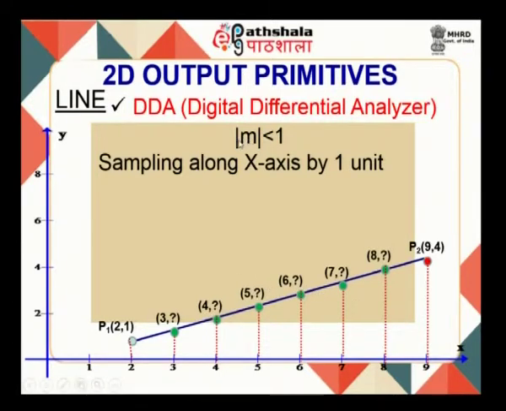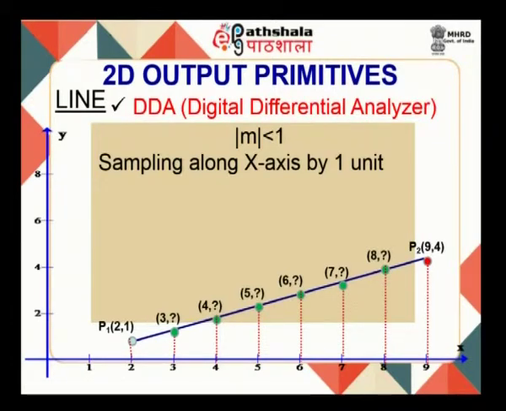So, imagine a line with slope m less than 1, that means the line is more inclined towards the x axis. We will start our sampling along the x axis at unit steps, starting from the first point till the last point. Assume we are given 2 points, for example P1 is 2, 1 and P2 is the other end point, say 9, 4, and our aim is to compute all the in-between points that fall along the line path.